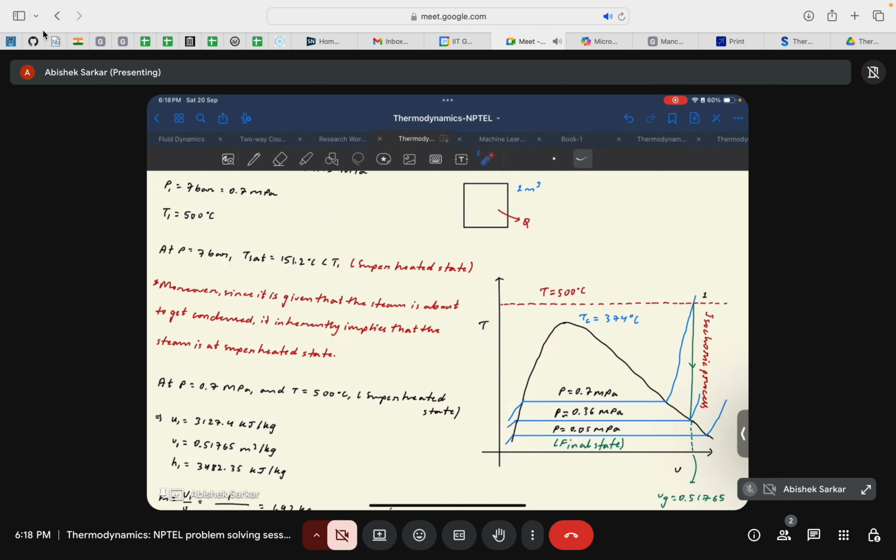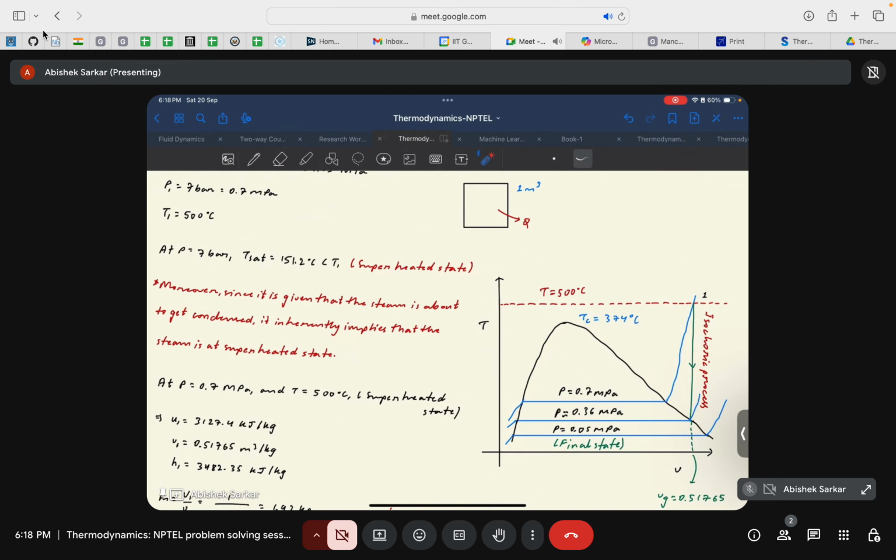So in a T-V plot, this process can be shown as a vertical line coming down from point 1 to the saturated vapor line. The point at which this line touches the saturated vapor line is the point where the steam will first start to condense. So it is at this point that we need to find the thermodynamic properties.